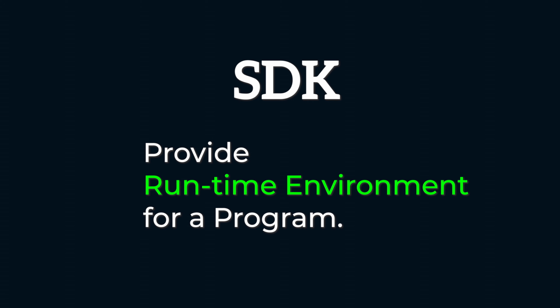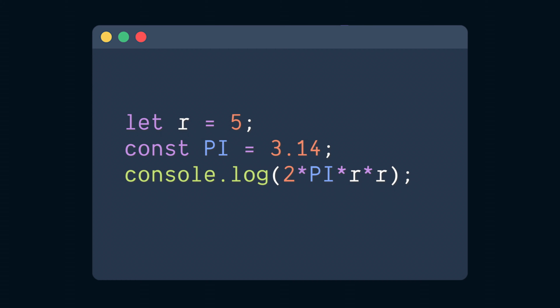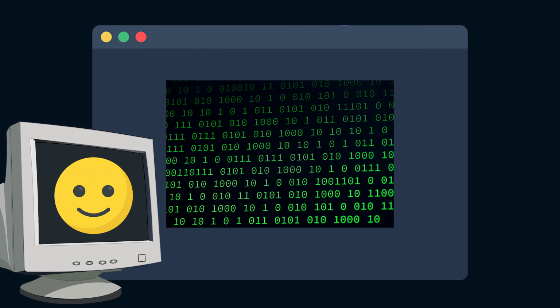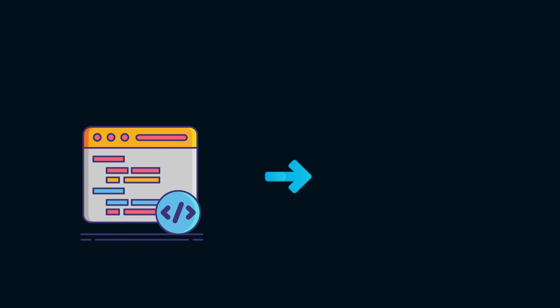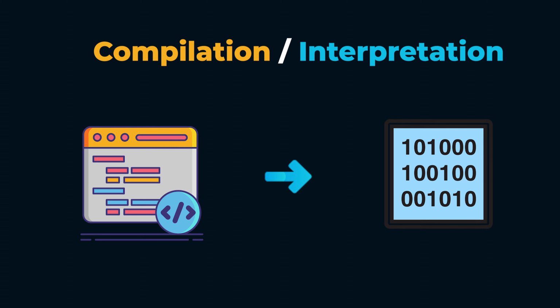One of the main functions of the platform is compilation or interpretation. Consider the following code written in JavaScript. The symbols we used, numbers, operations in this program is unknown to our machine. It can only understand binary information, meaning sequence of zeros and ones. The process of converting our code in a specific language to machine-readable binary code is done by the SDK, and this process is called either compilation or interpretation. We could discuss these terms later.